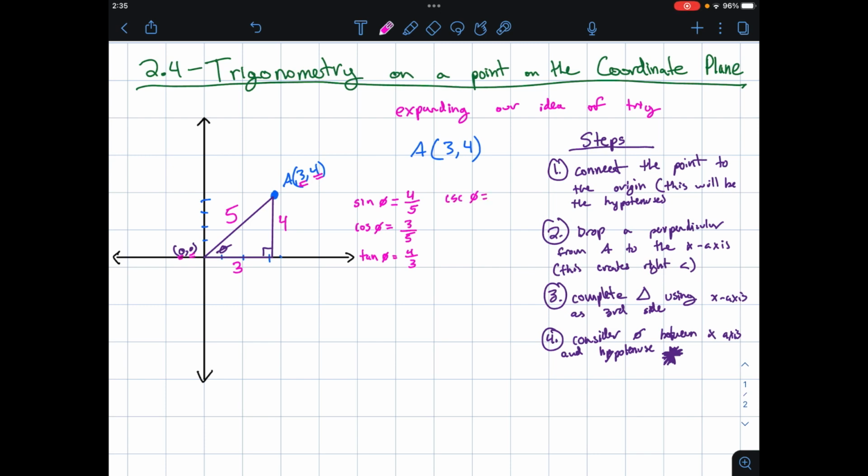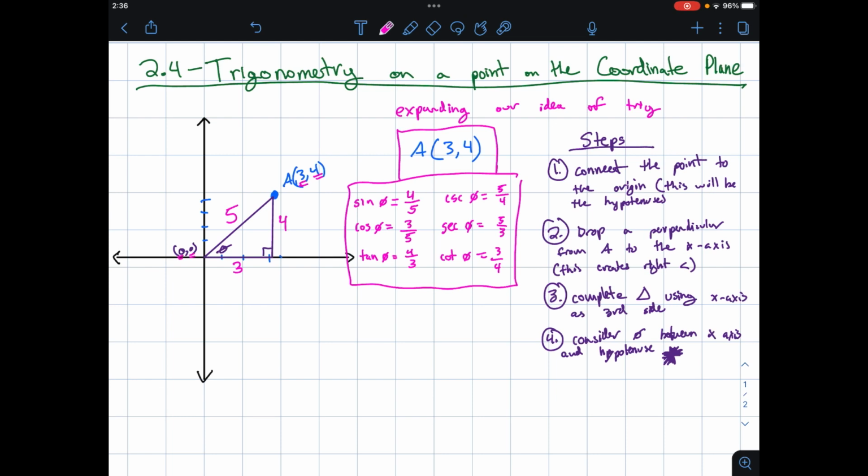Those are the 3 classic trig functions, and then we can use their reciprocal functions. Cosecant theta would be hypotenuse over opposite, or 5 over 4, the reciprocal of sine. Secant theta is going to be 5 over 3, and cotangent of theta is going to be 3 over 4. These are the trig functions on the point A, 3, 4. And that's how we're defining this on the coordinate plane.